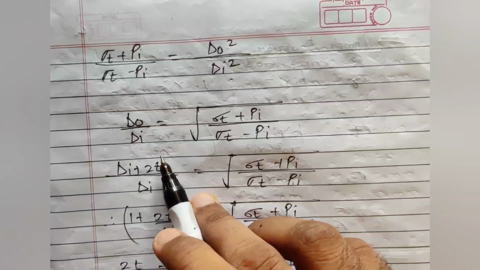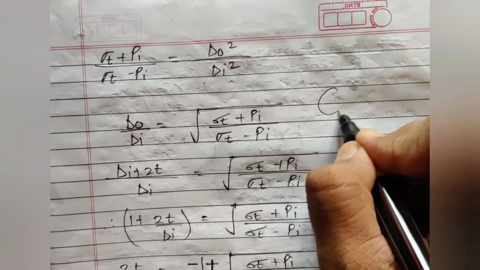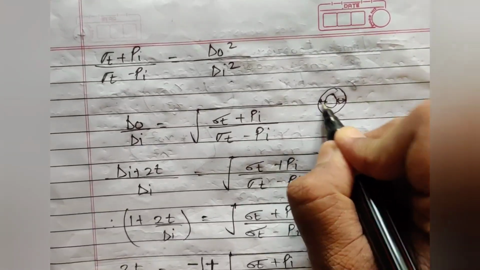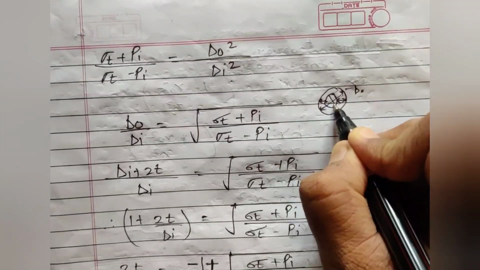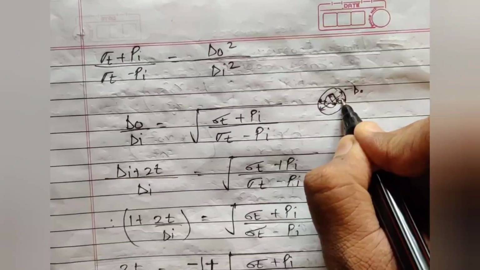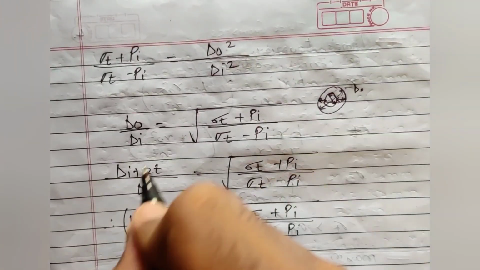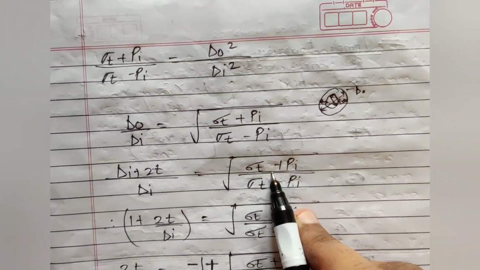In case of your thick cylinders, if you try to draw the diameter like this, this is your thickness from here to here, and the outer diameter is this one, do, and the inner one is this one. So do can be written as di + t on each side, that means di + 2t. We have written it here. So (di + 2t)/di will be equal to this term.